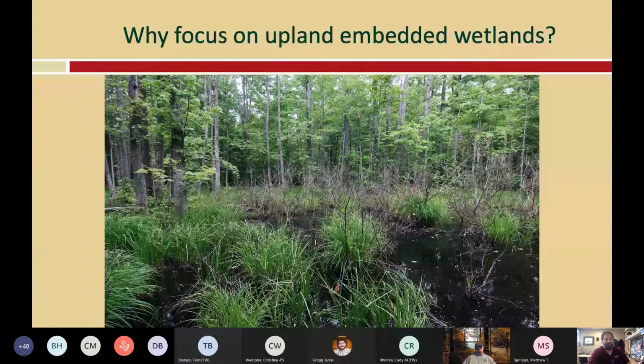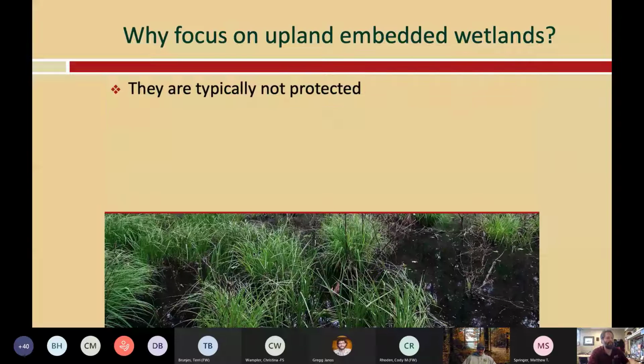And so why focus on upland embedded wetlands? Well, I think my main reason is they're the coolest wetland. Kind of biased, but I guess from a more factual basis, they're not protected typically. I'm not going to get into the Clean Water Act versus the waters of the US, but they're currently not protected at the federal level, and most states don't have protection for them.